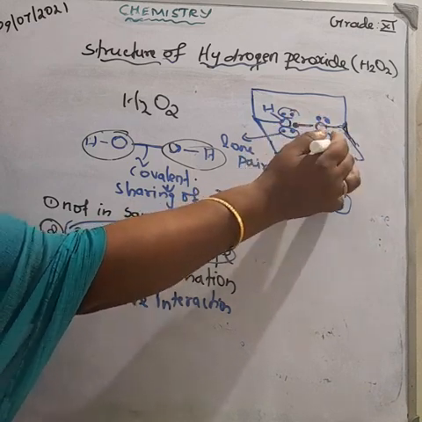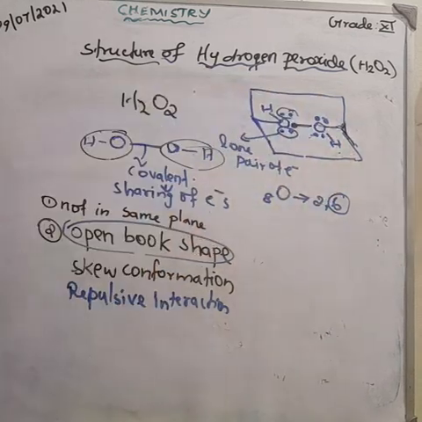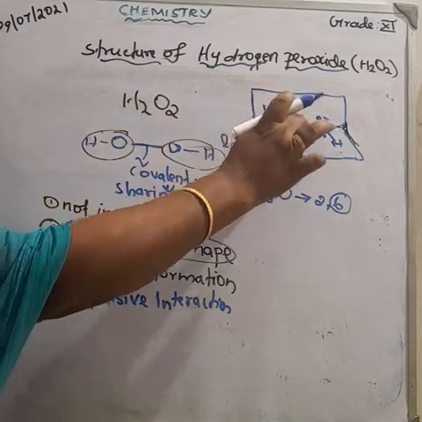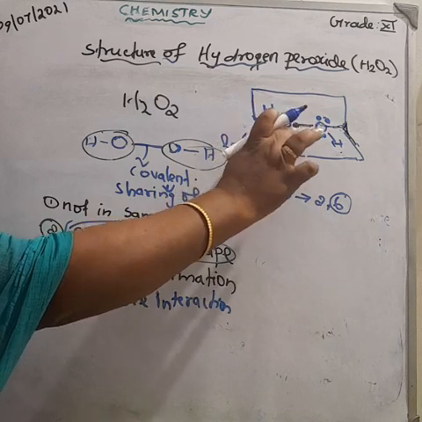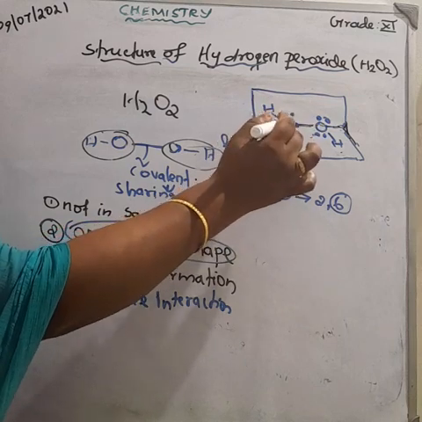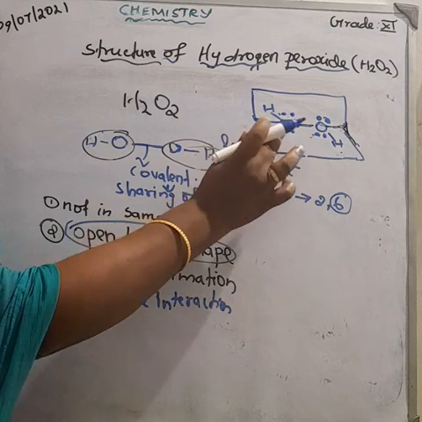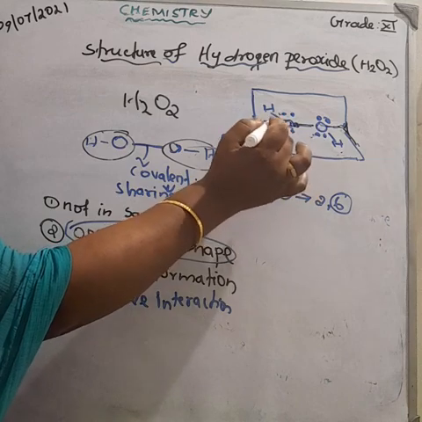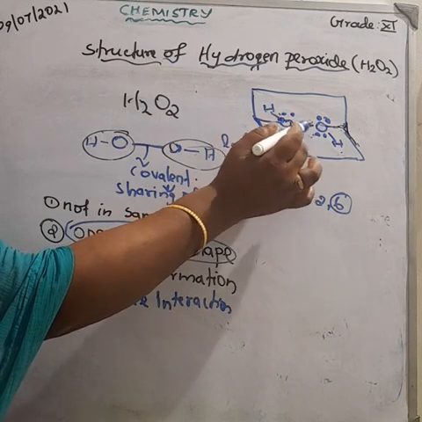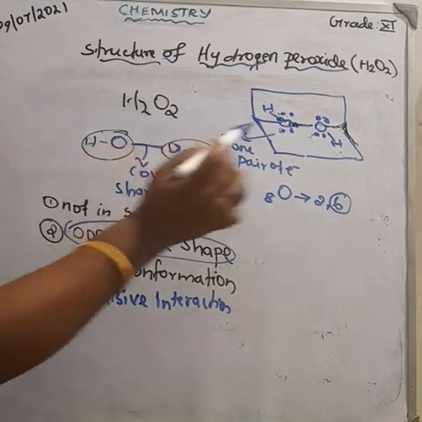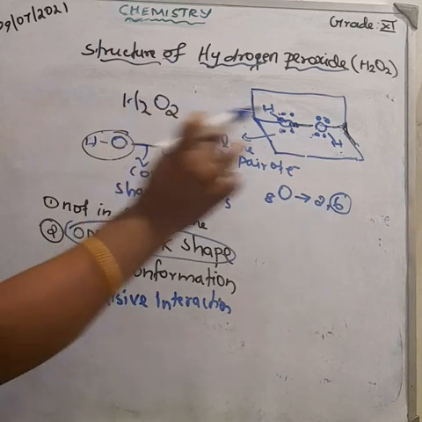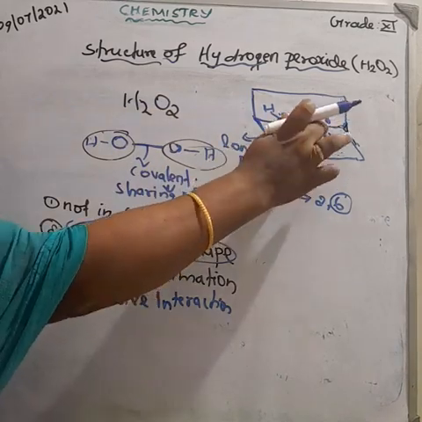Of these 2 electrons, 1 electron from this oxygen atom is shared with this hydrogen atom, and another 1 electron is shared with this oxygen atom. Like that, this oxygen also has two lone pairs of electrons, and another two electrons remaining. This one electron is shared with this hydrogen atom, because hydrogen has atomic number 1, so it has only one electron.